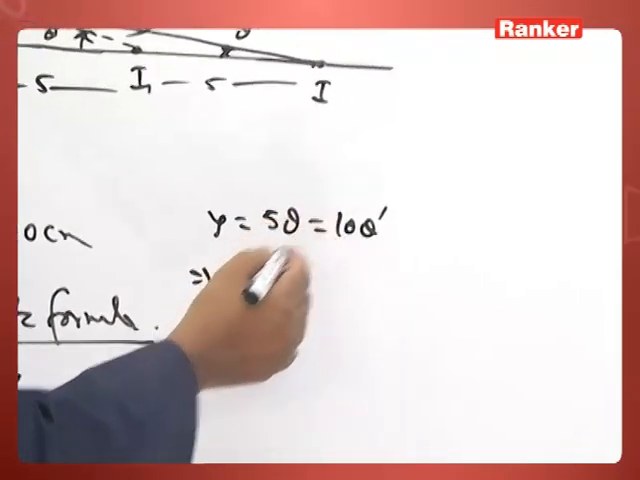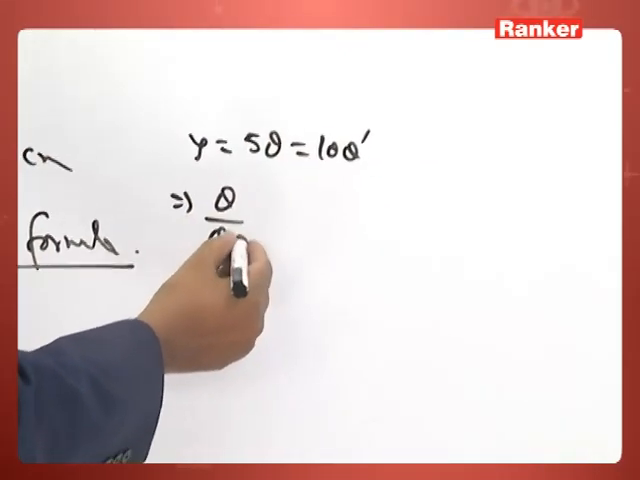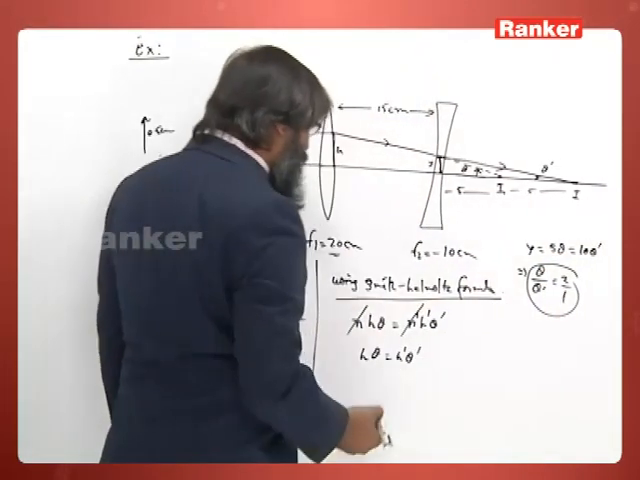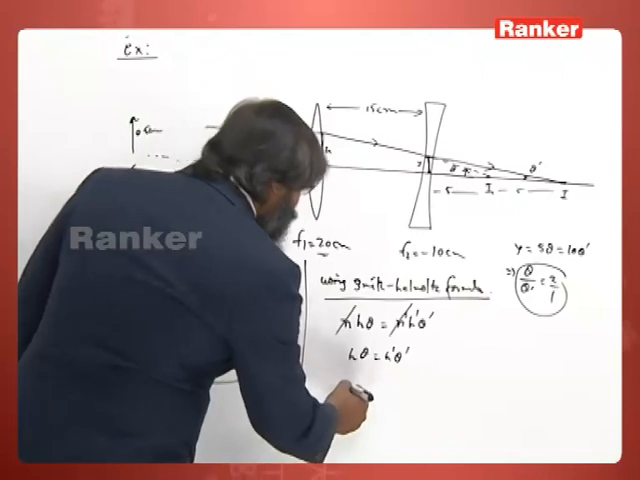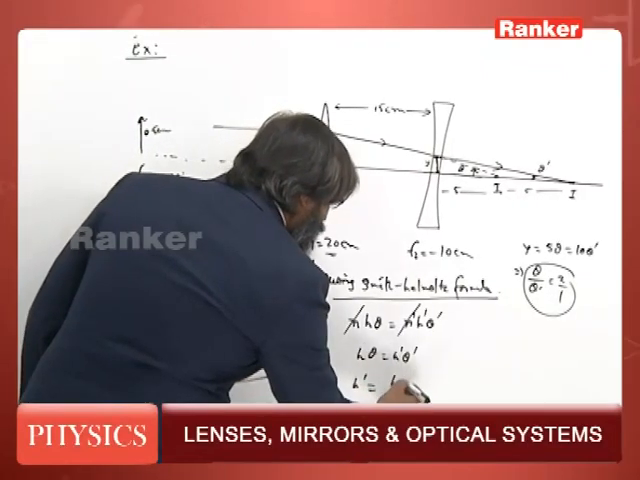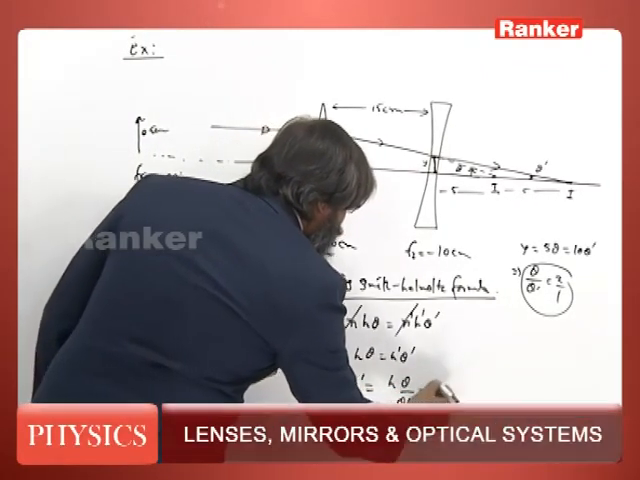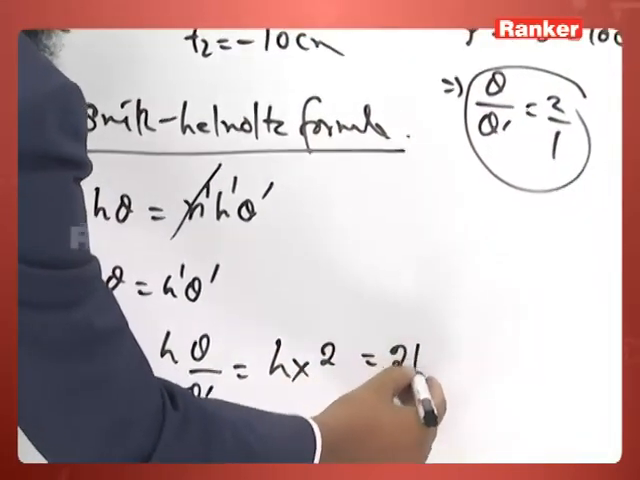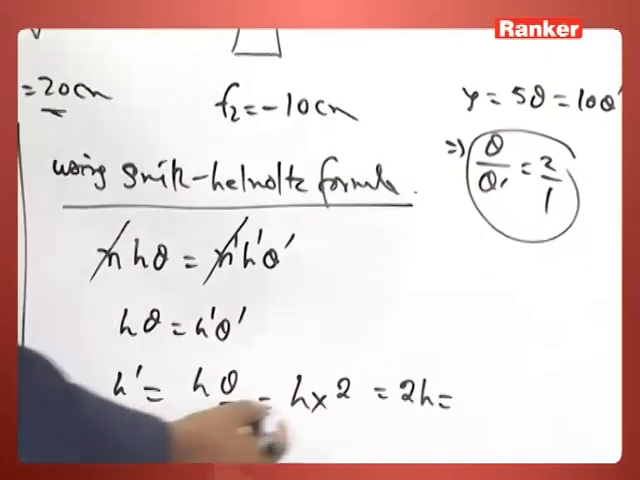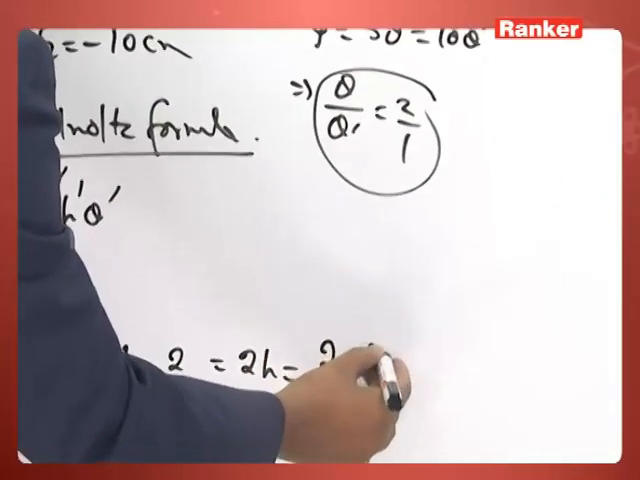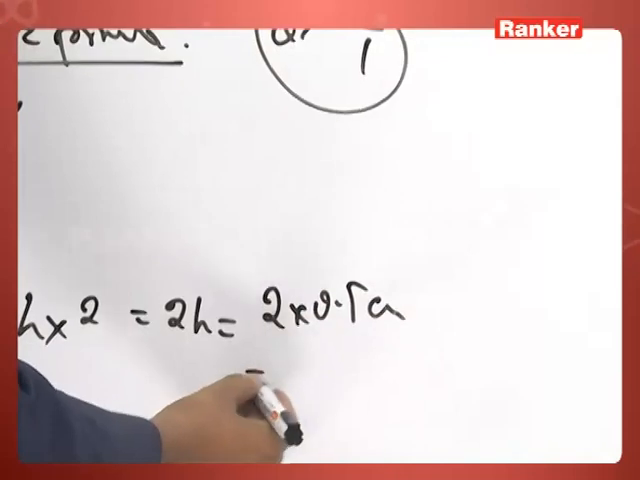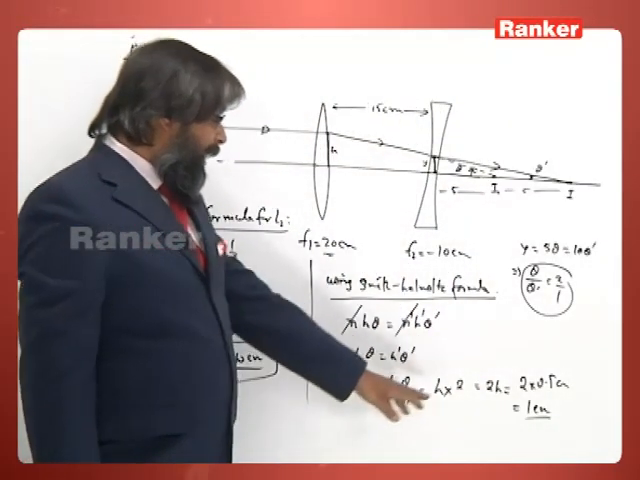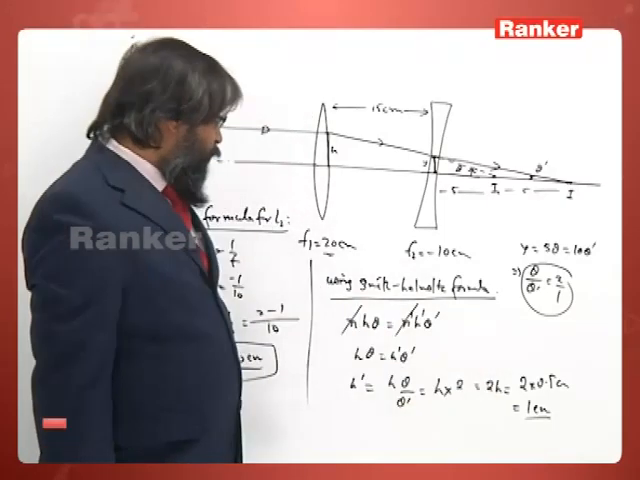which implies theta by theta dash is equal to 2 by 1. So we got theta by theta dash as 2 by 1. So h dash is equal to h into theta by theta dash, that is 2, so 2h. So h is 0.5 cm, so we have a 1 cm object. So the magnification theta by theta dash, here we got 2.